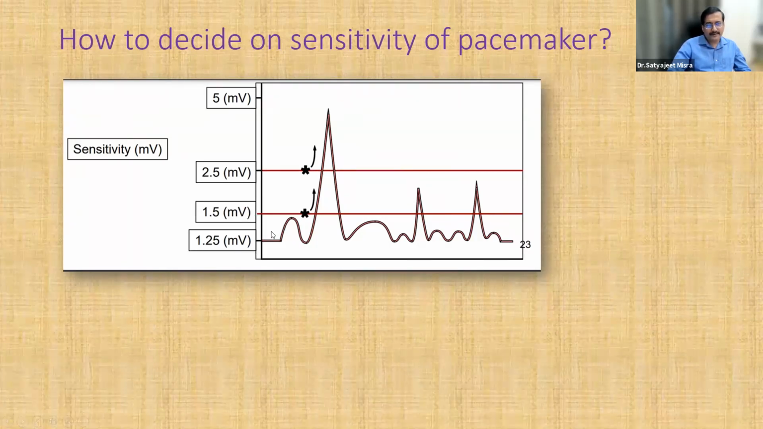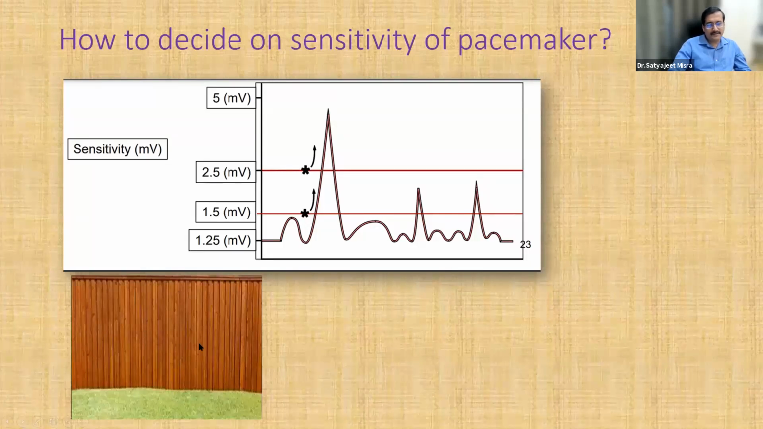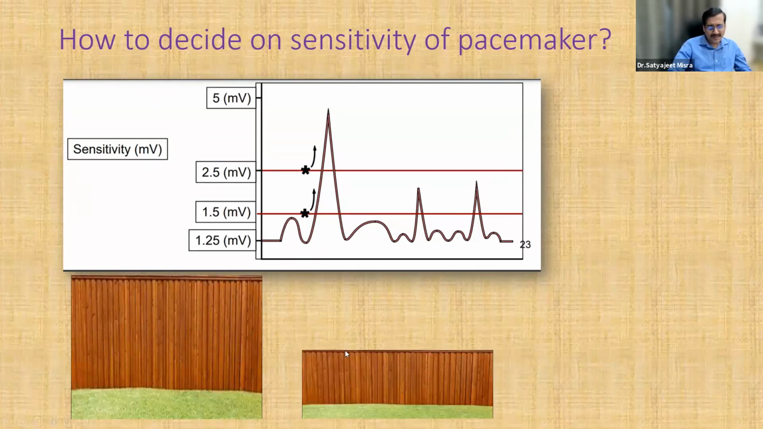Similarly, for the atria, if I tell the pacer to set an atrial sensitivity of 1.5 millivolts, even if there are inherent atrial complexes, the pacer is not going to be able to recognize them simply because I have set the sensitivity too high. Think of it like this fence. If it's too high a fence, you're not able to see what's on the other side of the fence. But if you lower the fence, I'll be able to see what's on the other side.